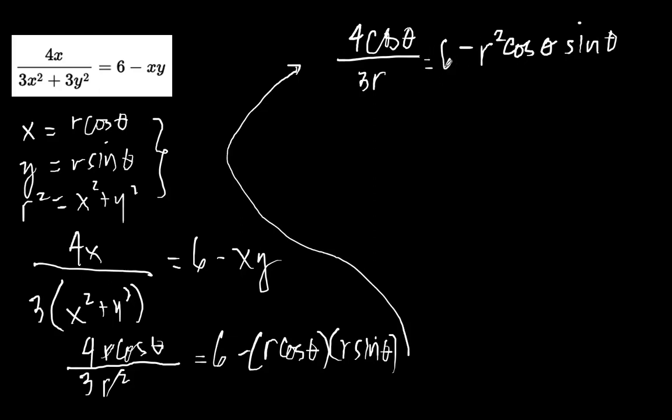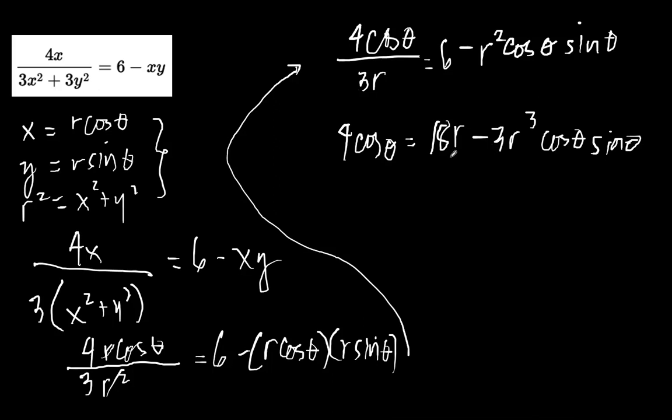However, we can still simplify this. Okay, how do we simplify this one? So we have 4 cosine theta is equal to 18r minus 3r cubed cosine theta sine theta. Sorry, let me just fix this. All right, so this is another way to express this equation.